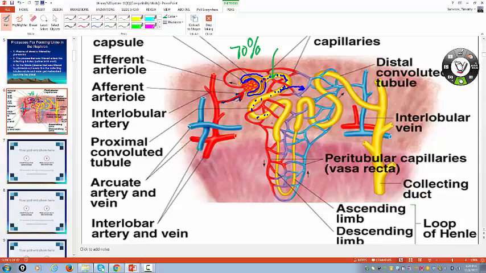Then as you can see, the proximal convoluted tubules kind of end. Then these tubules dip down into the medulla of the kidney, the inner portion of the kidney. This little thin loop here is called the loop of Henle.